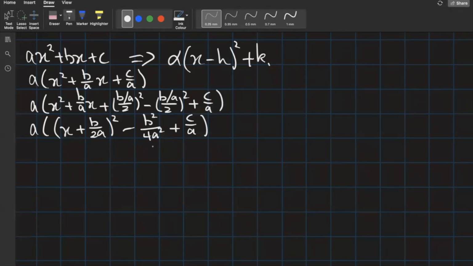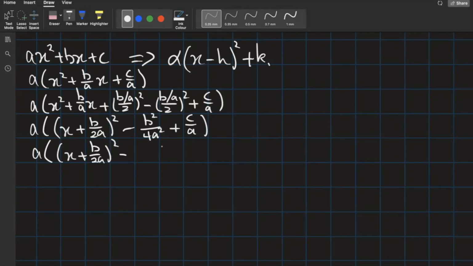So the next thing that I'll do is I'll put these two terms over a common denominator, just so it's a bit neater. So we have a bracket x plus b on 2a, all squared.